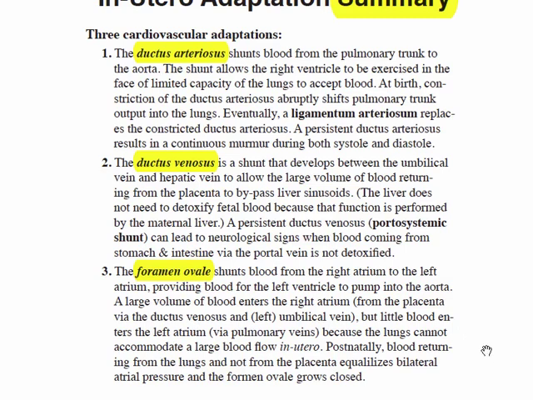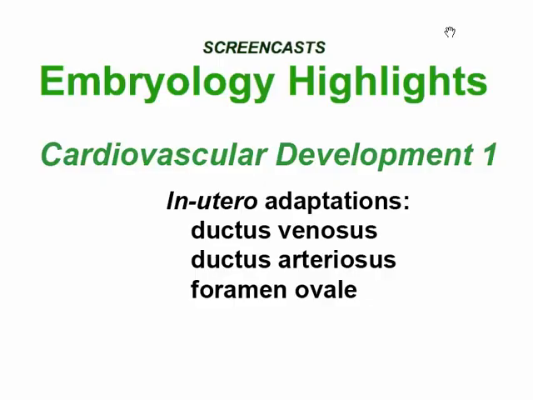Postnatally, however, the lungs are receiving the same amount of blood as the body circulation, and they are returning that blood to the left atrium, and meanwhile the absence of a placenta decreases the blood flow to the right atrium. The two atria equilibrate in pressure, and the foramen ovale then closes, and eventually it grows closed. This concludes this Embryology Highlights screencast dealing with in-utero adaptations of the cardiovascular system, the ductus venosus, the ductus arteriosus, and the foramen ovale.